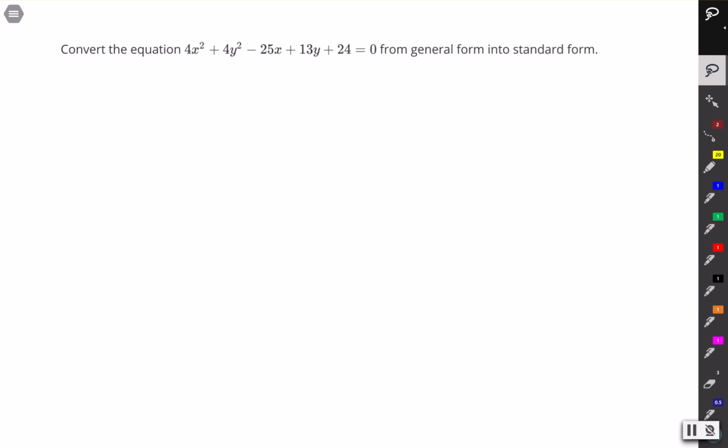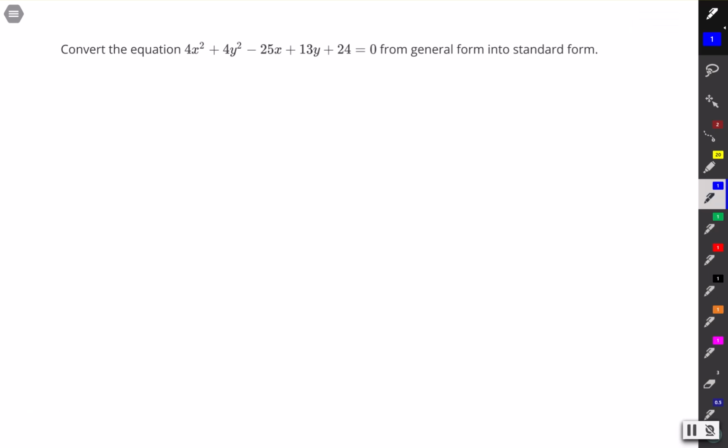Okay, here's an example of a problem where we want to convert a circle's equation from general form into standard form, but we have some coefficients on the x squared and the y squared term, which might make the process of completing the square a little trickier than it normally would be. So let's work through this together so we can see how it's done.